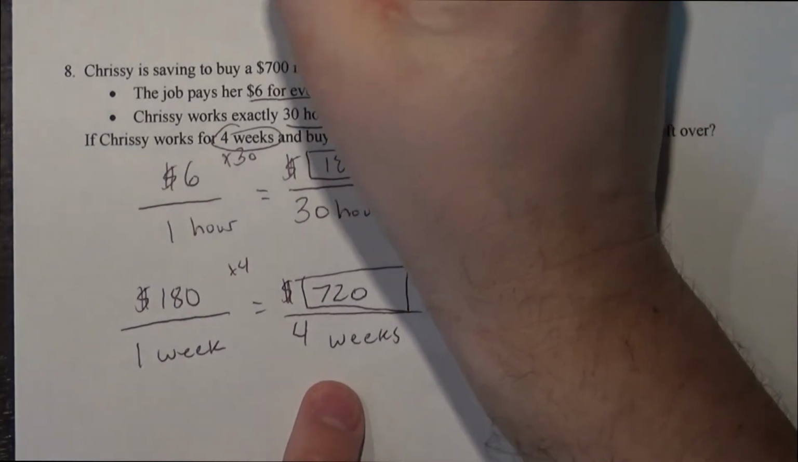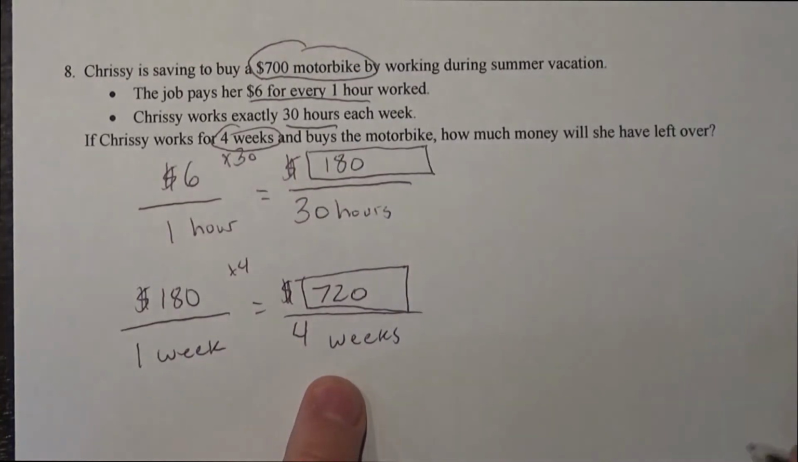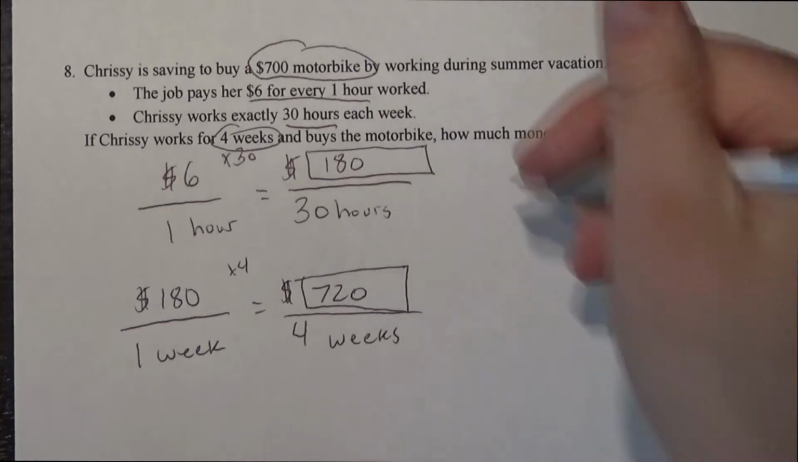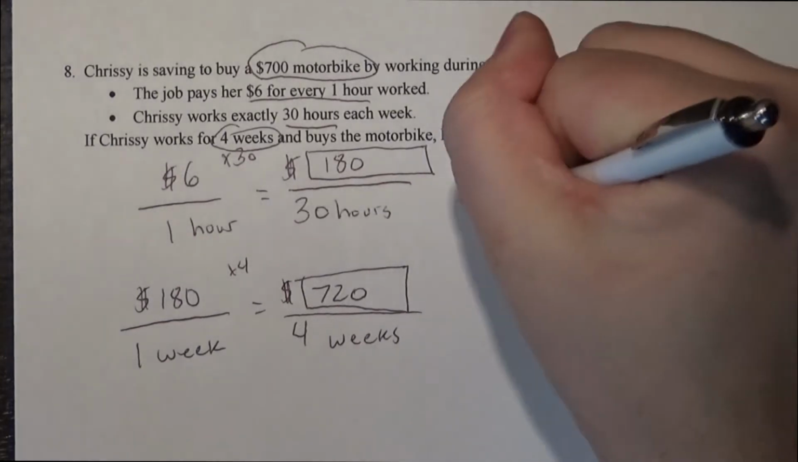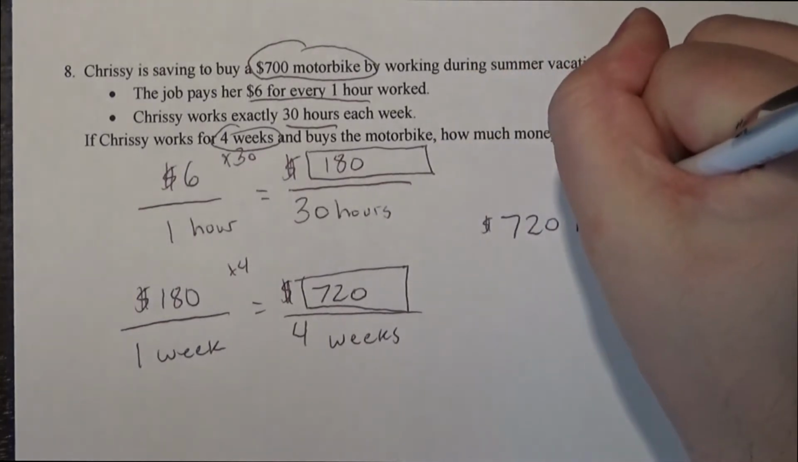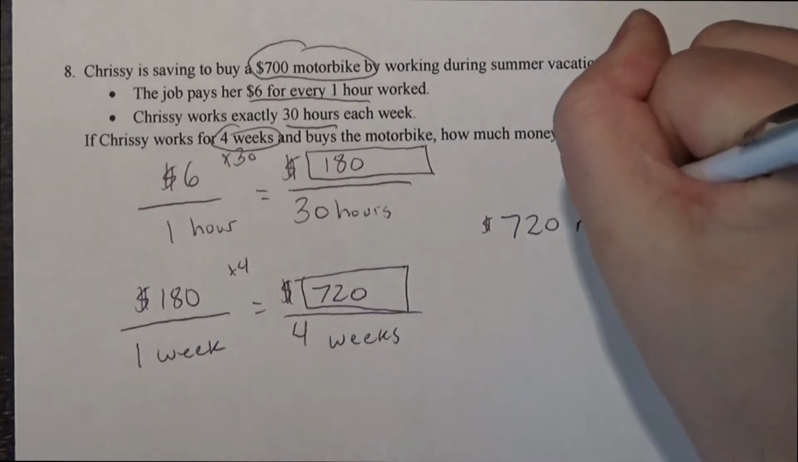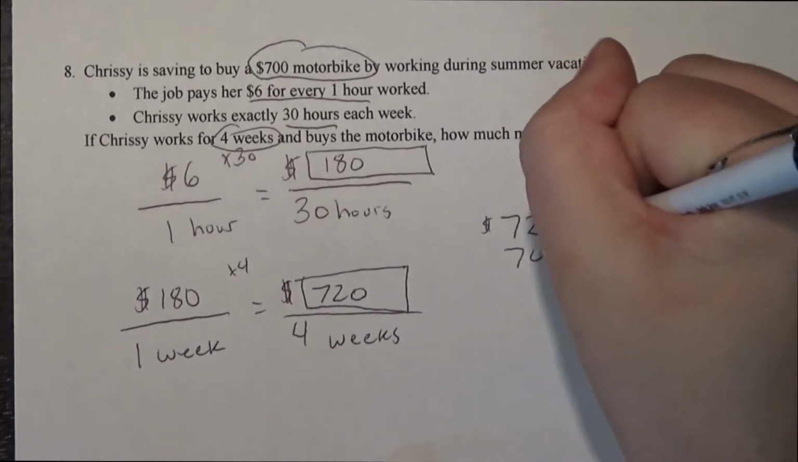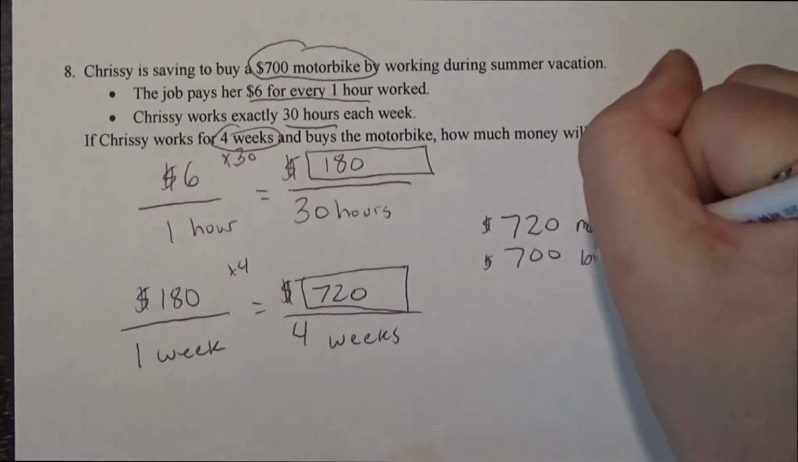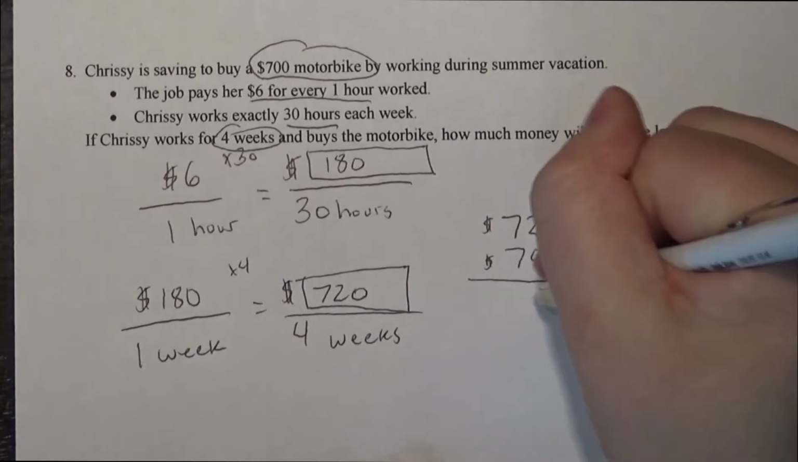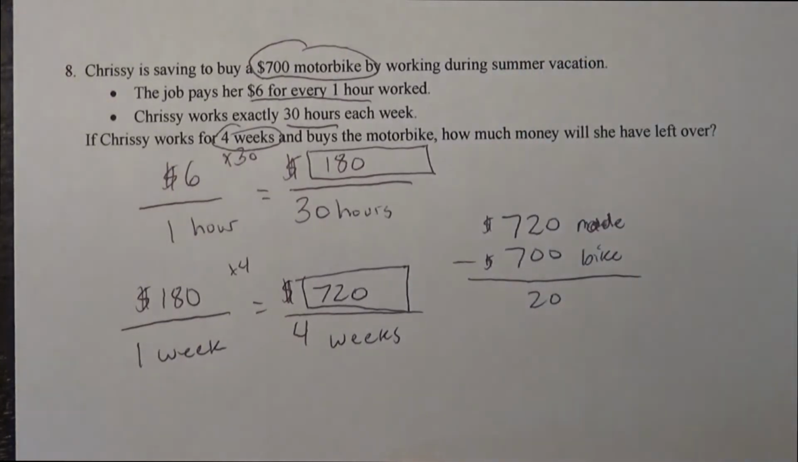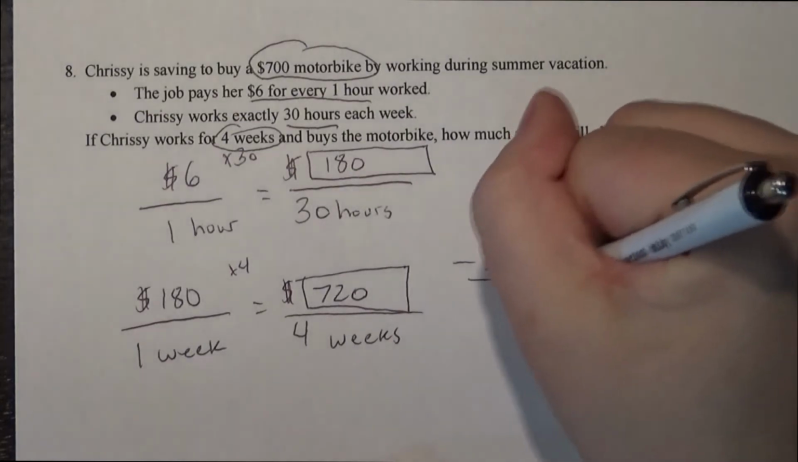Let me think here. That motorbike costs $700. So if I don't know this off the top of my head or I'm not sure, I can always take the total money that she made, and then I can take the cost of the bike and subtract and figure out that she's going to have $20 left over.